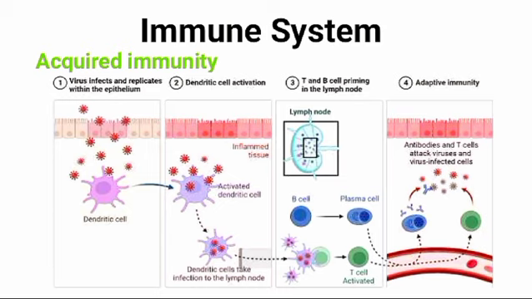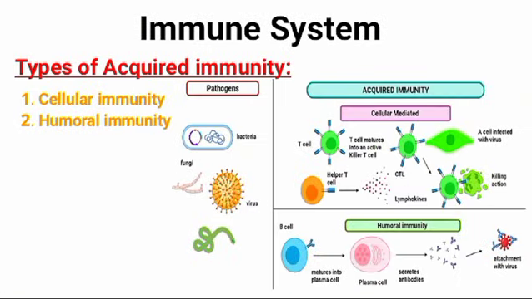This immunity is characterized by memory, meaning the body can remember past encounters with pathogens and respond more effectively upon subsequent exposure. And this immunity also involves the production of antibodies by B cells and the activation of cytotoxic T cells to directly kill infected cells. Now, the types of acquired immunity. There are two types of acquired immunity: cellular immunity and humoral immunity. Lymphocytes are responsible for the development of two types of immunity.